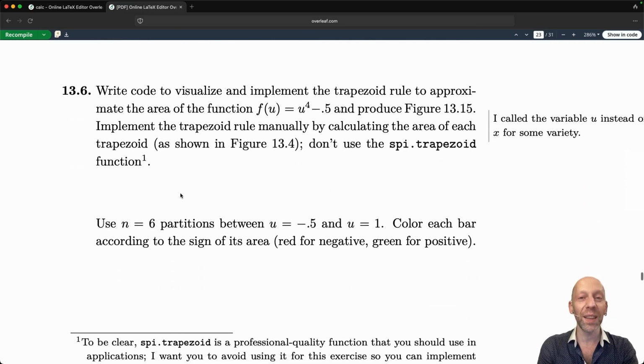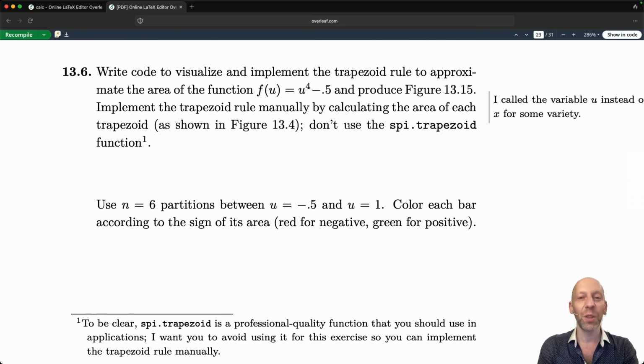But for this particular exercise, I don't want you to use that. Instead, I want you to use NumPy and just implement the trapezoid rule manually. And the goal here is to make sure that you really understand how the trapezoid method works. All right, so all that said, here's the function.